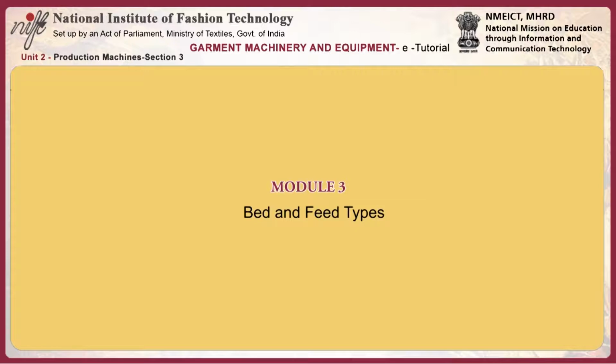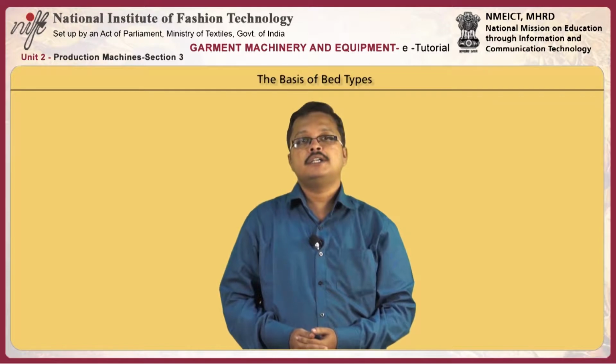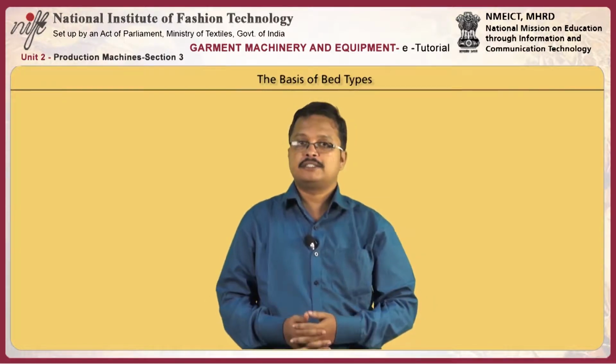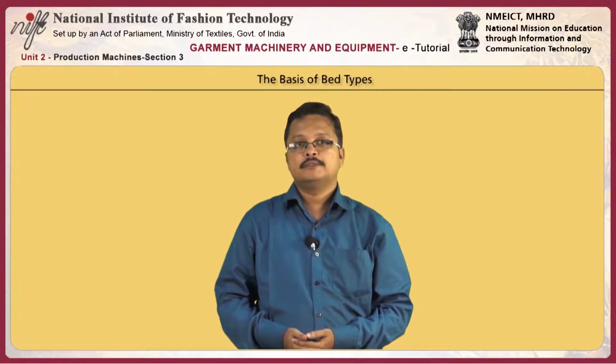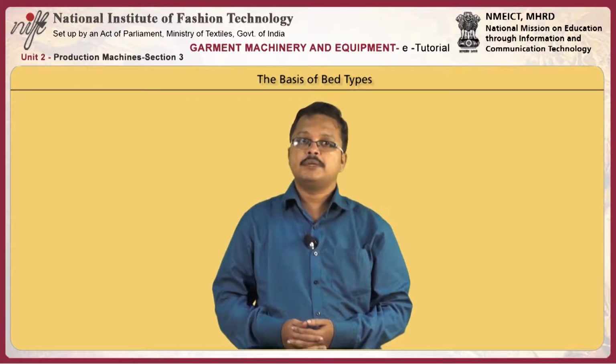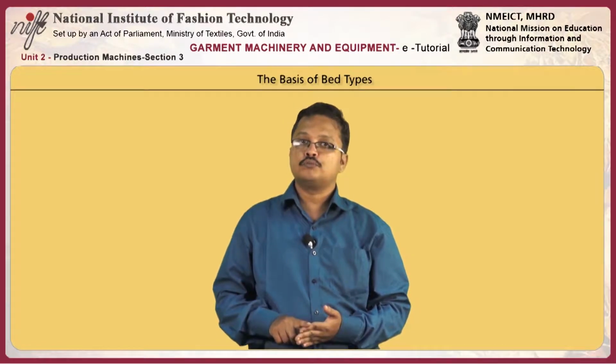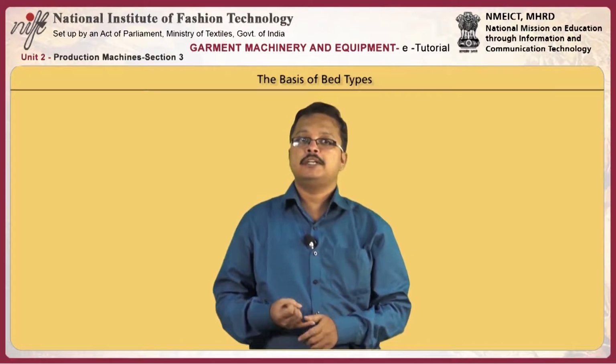Let's move on to learn about sewing machines, needles, stitches and seams. Machine bed is the part of the sewing machine on which the fabric rests while it is being sewn. The types of beds in the machine are flat, cylinder, feed of the arm, post bed, raised bed and side bed.